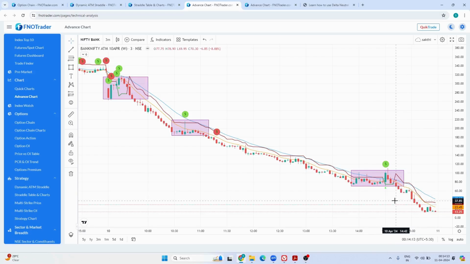You can start monitoring these straddle charts through fnotrader.com, and then devise your own strategies. What works for you, what doesn't. Start with simple small positions, and then increase your position size based on your capital and your risk appetite.